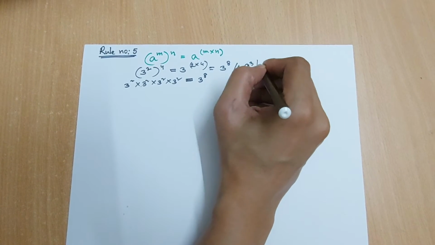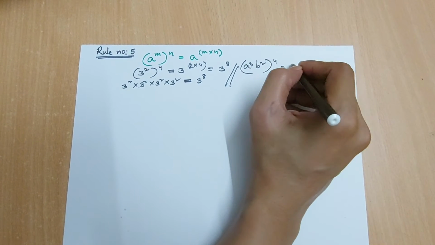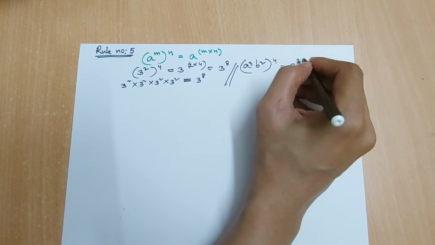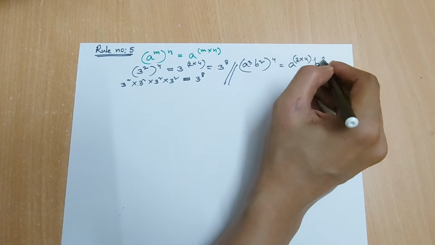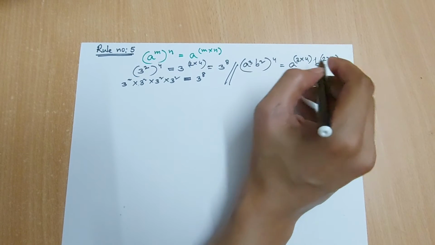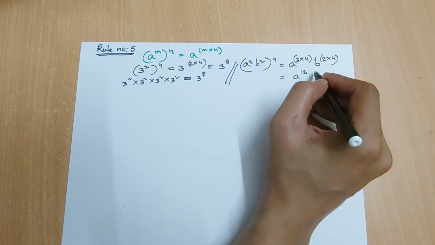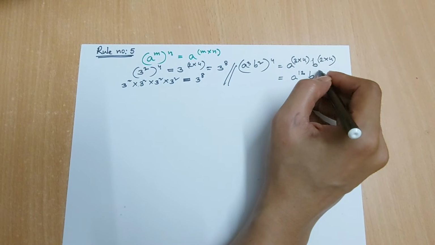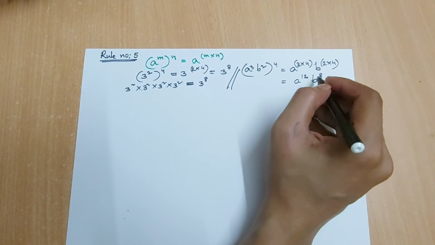(a cube b square) whole power 4 equal to a power 3 into 4, b power 2 into 4. That means a power 12, b power 8.